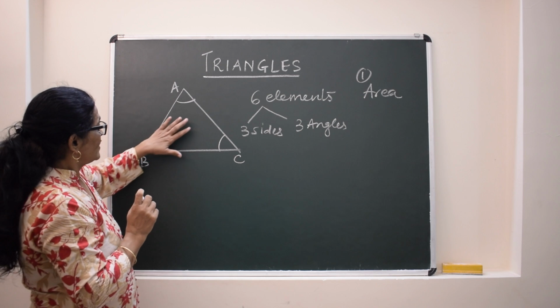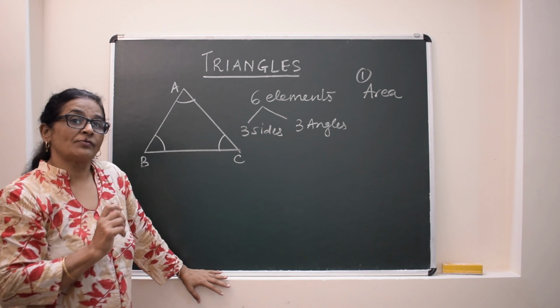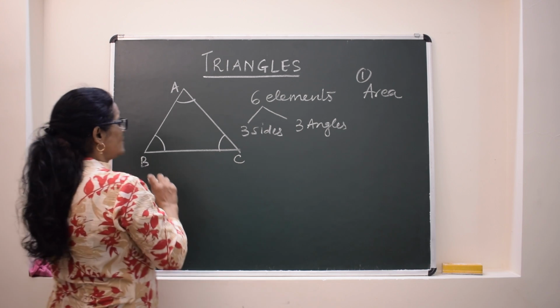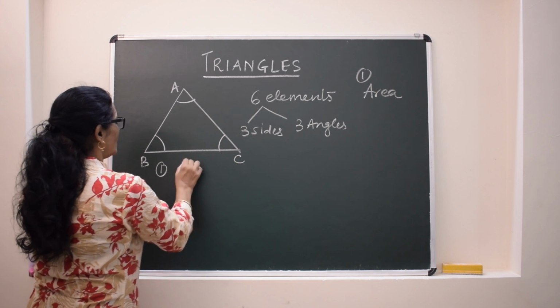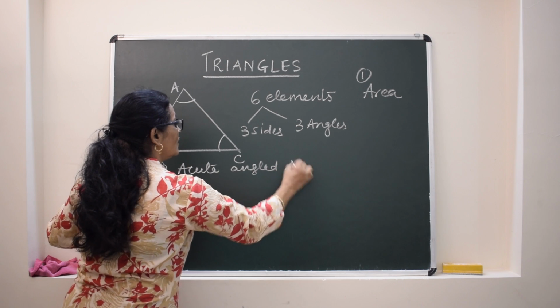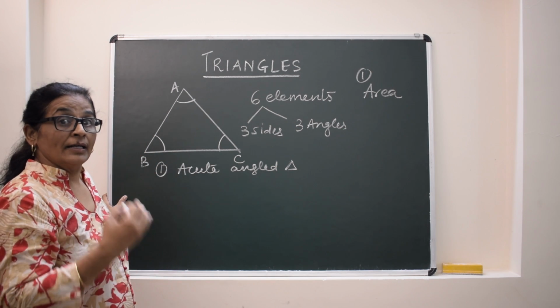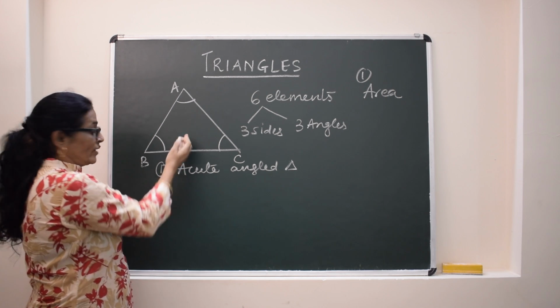So when we say three angles, on the basis of the angles, first we will classify the triangles. So triangles have different types. First is acute angled triangle. Acute angled triangle means all three angles are less than 90 degrees, like this. This is an acute angled triangle.